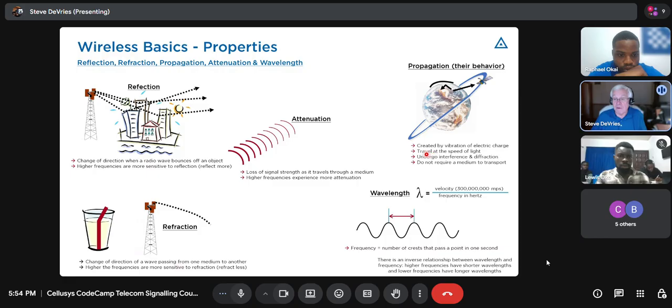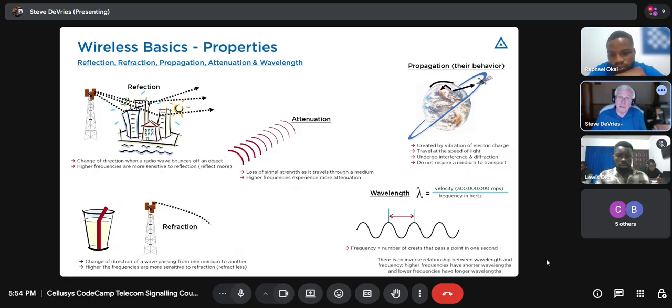Propagation is just some of the behavior that radio waves do. They travel at the speed of light. They do not require a medium, of course, to transport. They're just using the ether, the air, the atmosphere. And they undergo interference, and sometimes they do, again, change course.